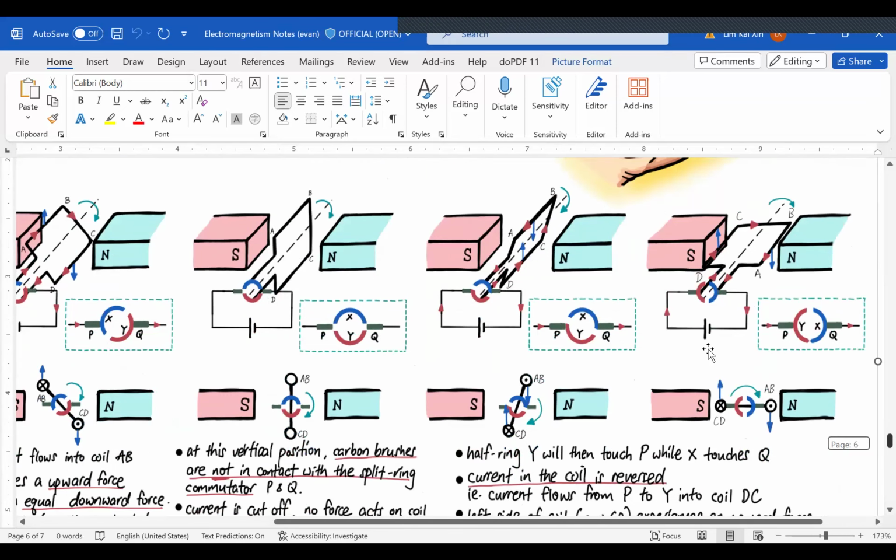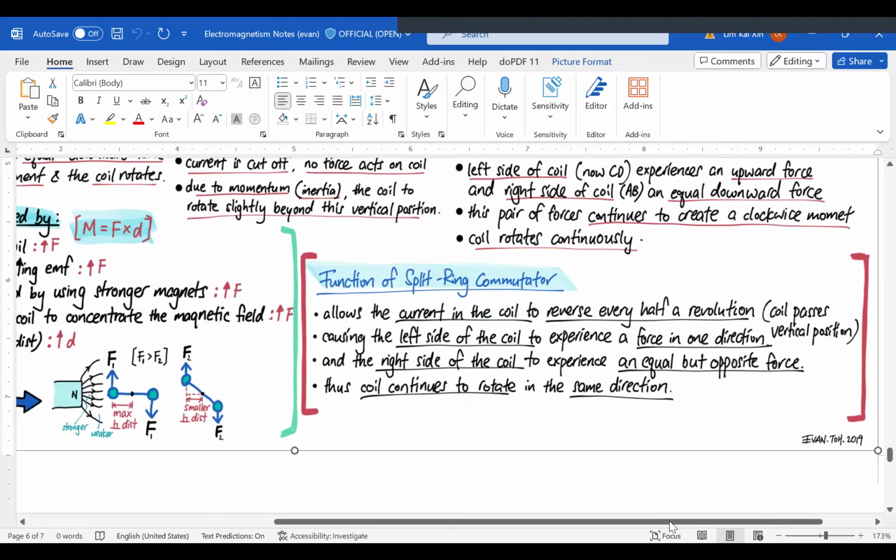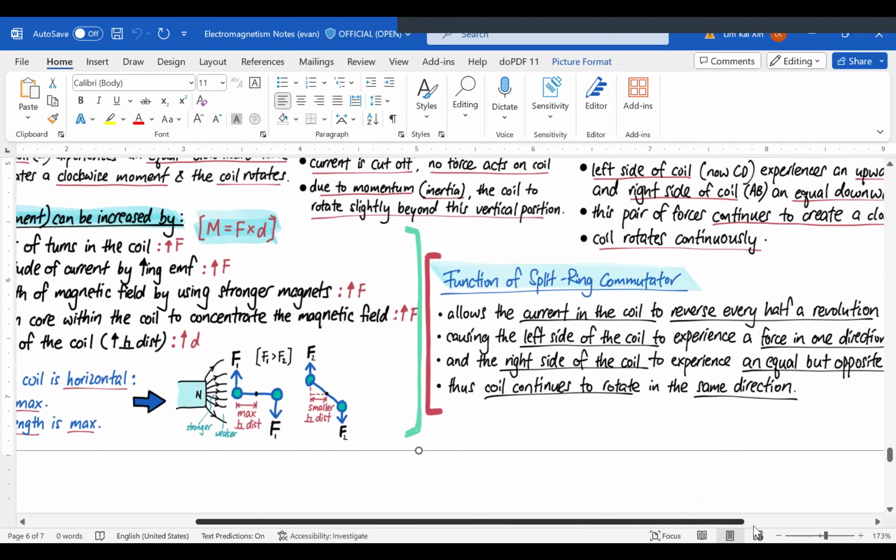Okay, so I will continue to rotate until I'm in the flat position. This side DC will still experience up and AB will still experience down. Okay, it will continue all the way until it reaches the vertical position again. Okay, and the whole cycle is going to repeat itself again.